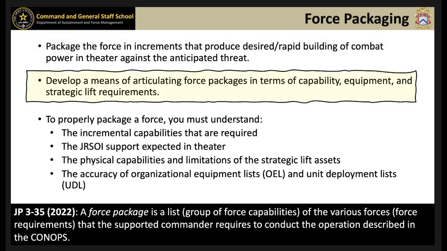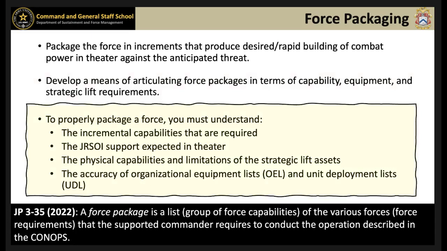The supported commander typically describes required force requirements through broad capability descriptions or unit type codes, UTCs, depending on the circumstances. The supported commander submits the required force packages through the Joint Staff to the services for sourcing. Joint and Army doctrine provide guidance on the considerations that commanders and deployment planners must make when packaging forces.